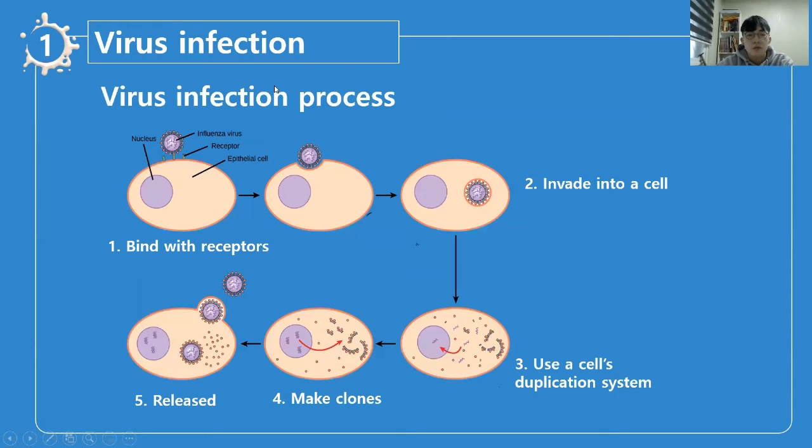Now let's focus on virus infection. For the first step, the virus binds with receptors. The virus uses RBD at this step and cells willingly open the door. Next, the virus invades into a cell. And then the virus uses a self-duplication system to make its clones. After clones are made, they are released. Host cells can be destroyed during virus release.